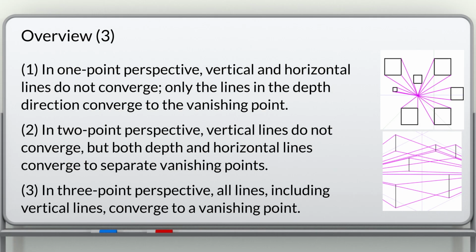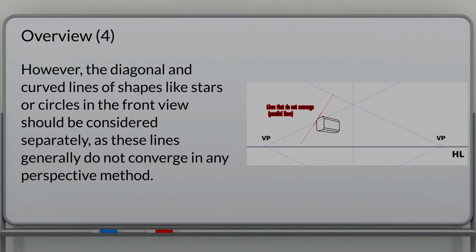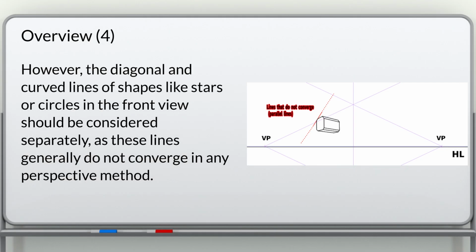In one-point perspective, vertical and horizontal lines do not converge, only the lines in the depth direction converge to the vanishing point. In two-point perspective, vertical lines do not converge, but both depth and horizontal lines converge to separate vanishing points. In three-point perspective, all lines, including vertical lines, converge to a vanishing point. However, the diagonal and curved lines of shapes like stars or circles in the front view should be considered separately, as these lines generally do not converge in any perspective method.